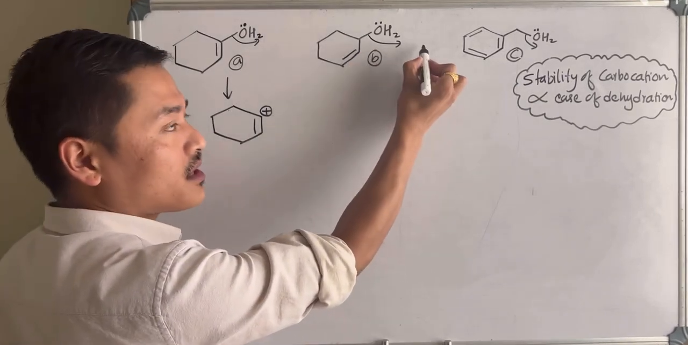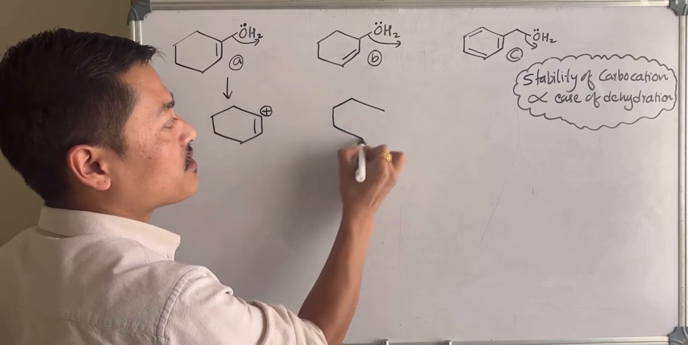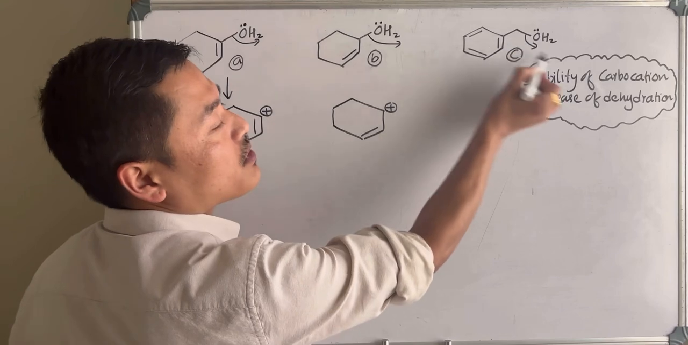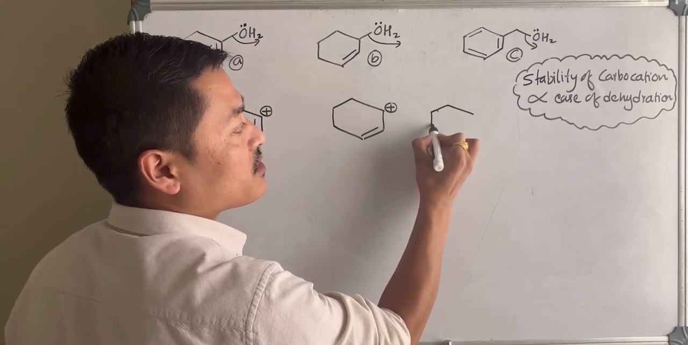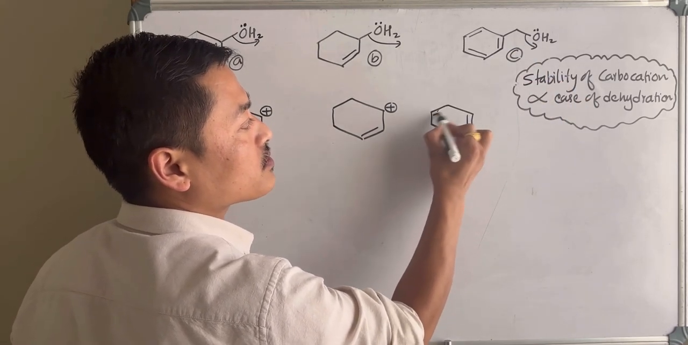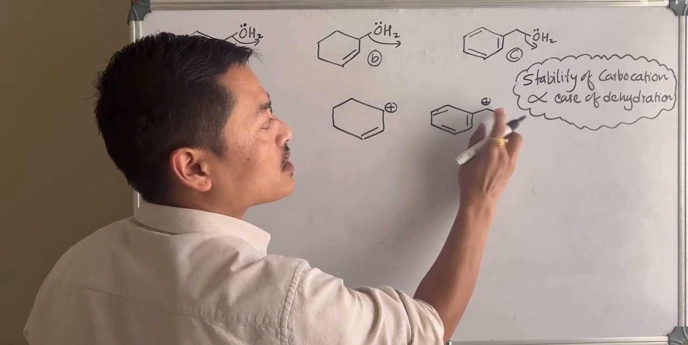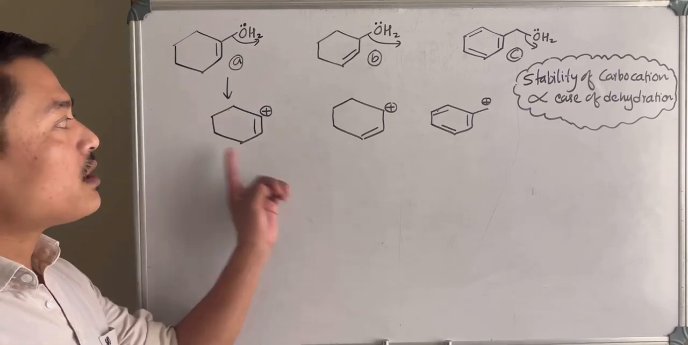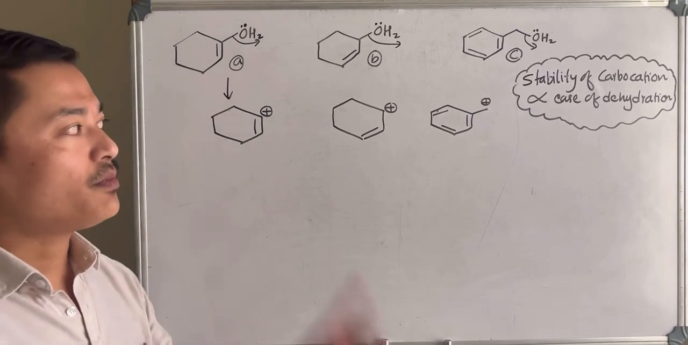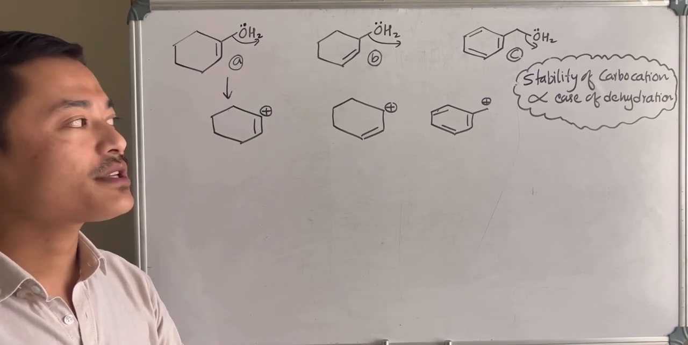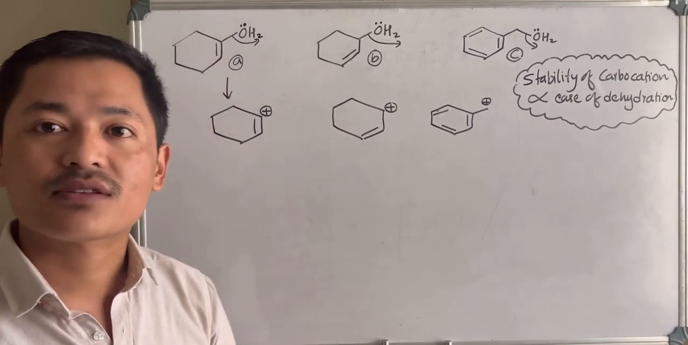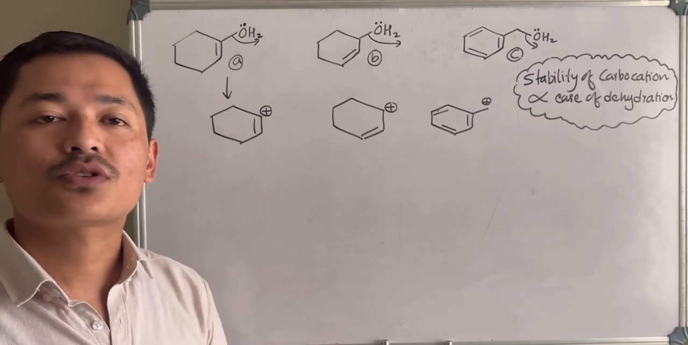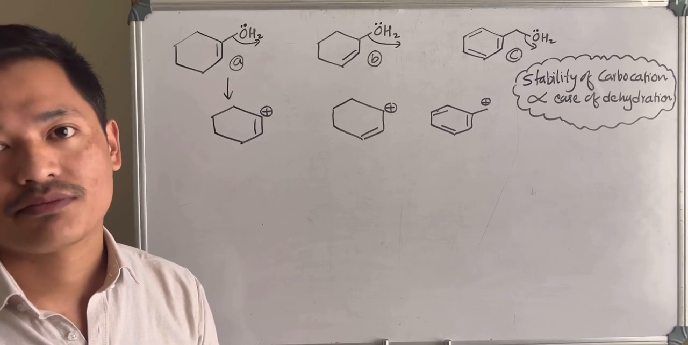Similarly, if this gets rid of the water molecule, it will form this carbocation. The plus charge will be in this position. And if this water molecule is lost, the carbocation formed will be like this. This carbocation will be formed. Now among these 3 carbocations, the most stable carbocation means the ease of dehydration will be faster. So among these 3 carbocations, you must always be able to judge which carbocation will be most stable.